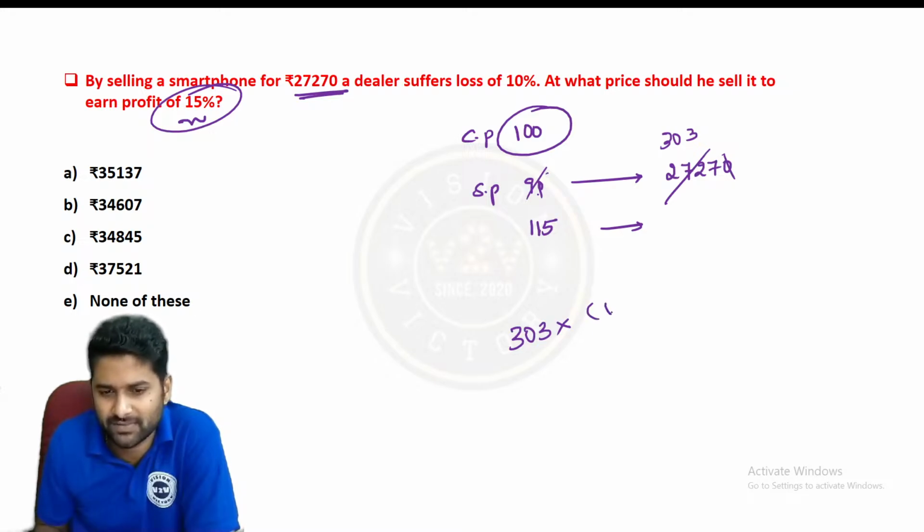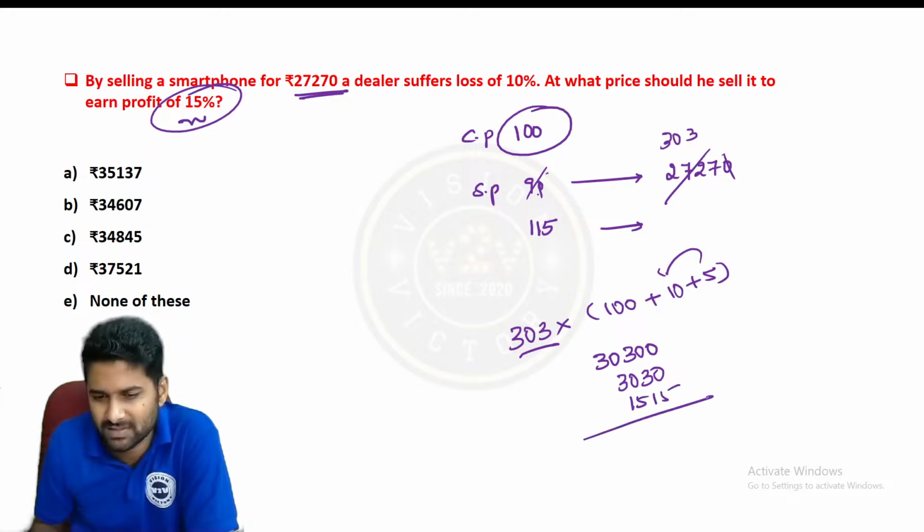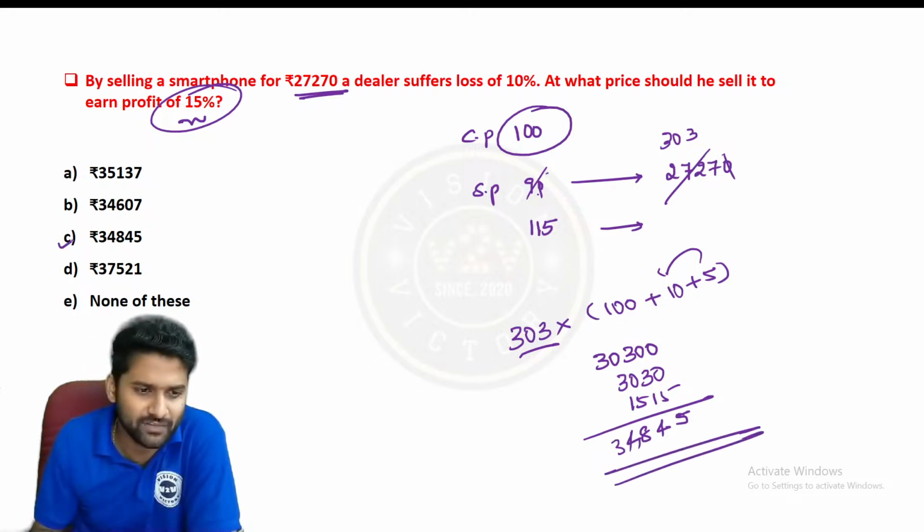You can split in this way: 100 plus 10 plus 5. So 100 units is 30,300. 10 times is 3030. And what about the 5 times of this value? So 1515. Just add all the numbers. It's 34,845 is the correct answer.